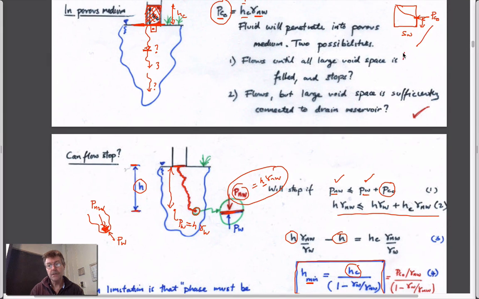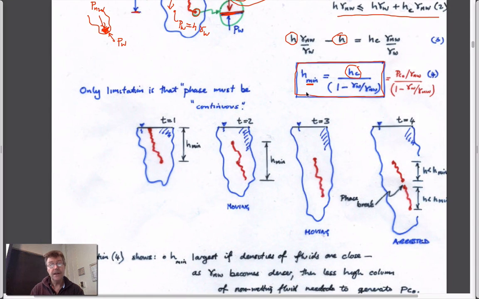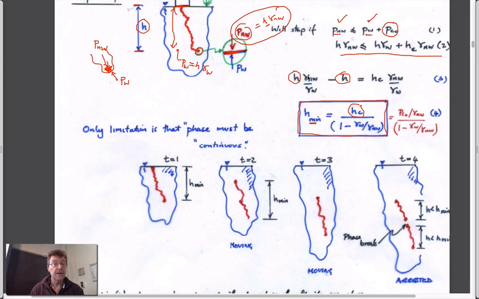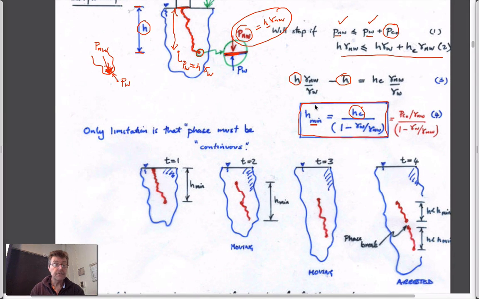So in other words, PC0 is equal to HC0 times the unit weight of the non-wetting fluid, I think, right? You can imagine this. So it's actually a material property. And the ratio of the densities, or the unit weights of the two fluids. And so what we can do is we can figure out what the minimum height would be for it to keep on going. And so the consequence of this is that if this little sliver of material gets in the system and it's at least this large, then what it means is it'll just keep on going.